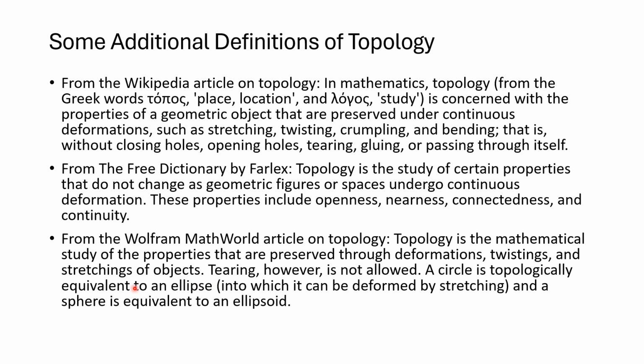So they give an example here. A circle is topologically equivalent to an ellipse. You're just stretching it into a different shape. And a sphere is equivalent to an ellipsoid. So ellipsoid is sort of more of a rugby ball type of shape.